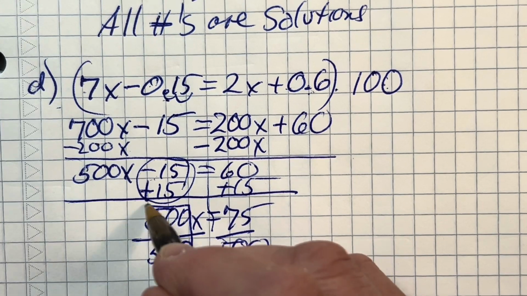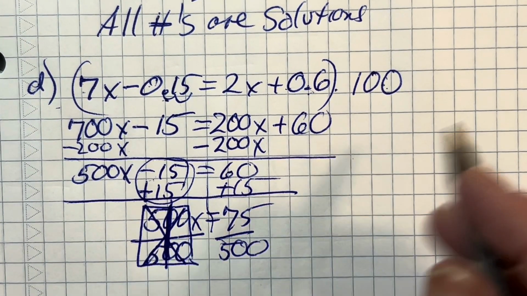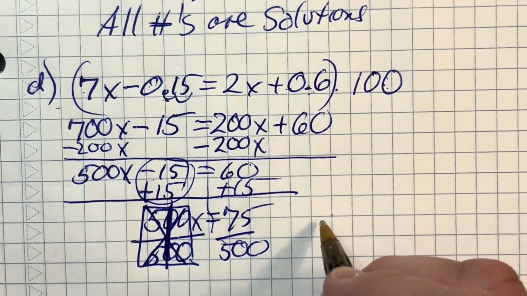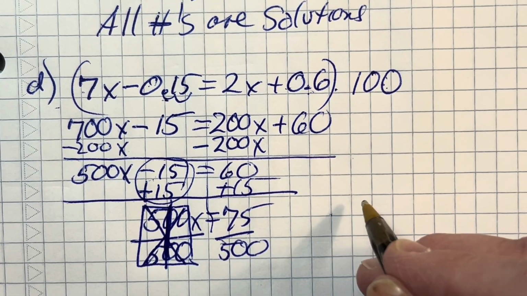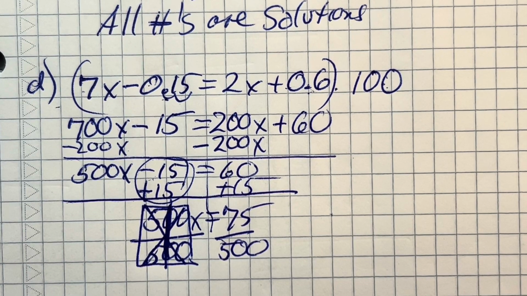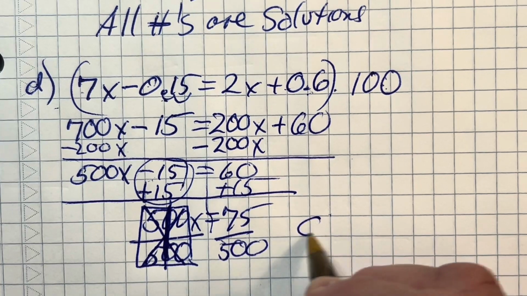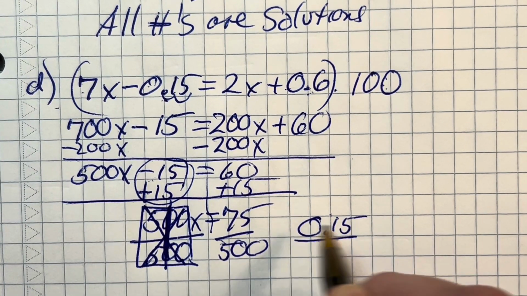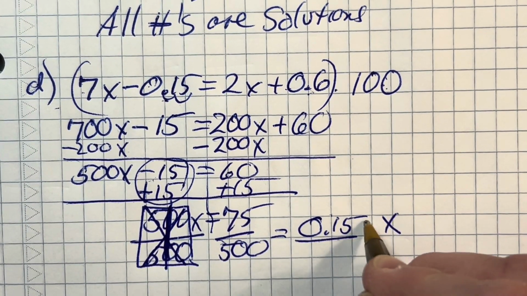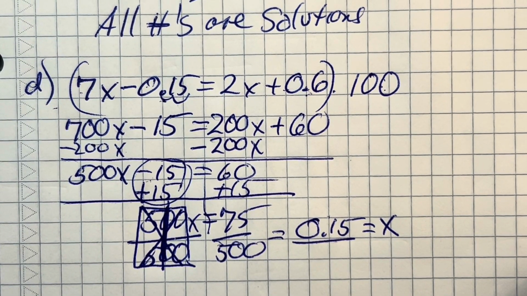This is my giant 1 and becomes just a big old 1. And then I have x equals 75 divided by 500. Well, if I want to do long division, I can. I have a calculator somewhere. Maybe I'll just put those numbers in and we'll see what we come up with. So for letter D, I get 0.15. Okay, so x equals 0.15. That is letter D for number 92.